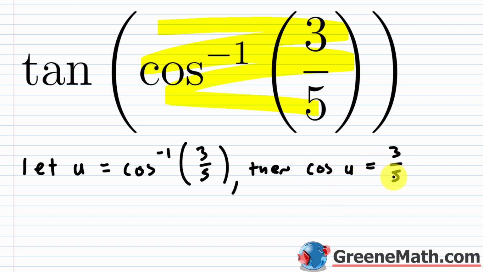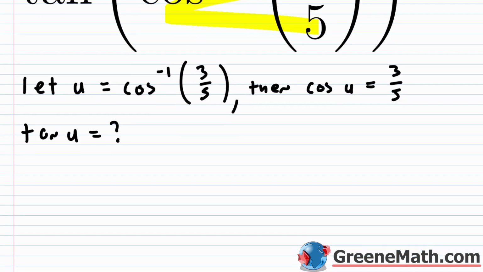Again, if the cosine of u is 3/5, then the inverse cosine of 3/5 is going to be u. Well, since the inverse cosine of 3/5 is u, now I just want to say that I have the tangent of u. So I'm going to put that the tangent of u is equal to what? So this is what I'm trying to find. So in order to do that, let me slide down a little bit. We'll come back up in a little while.